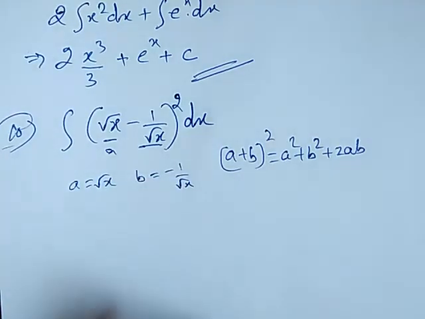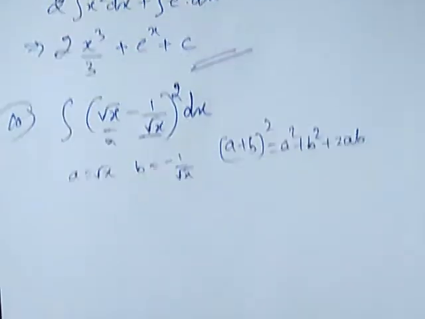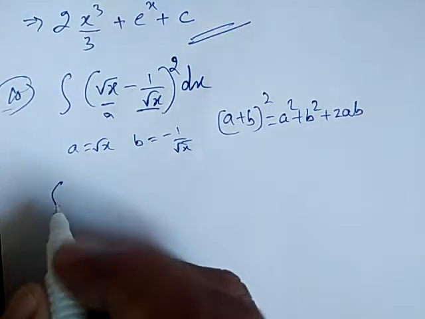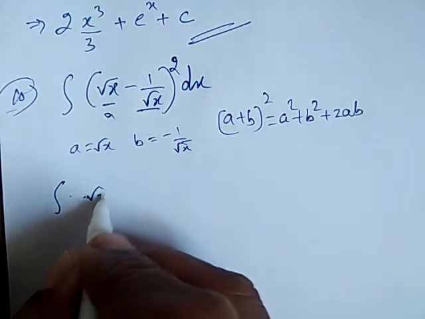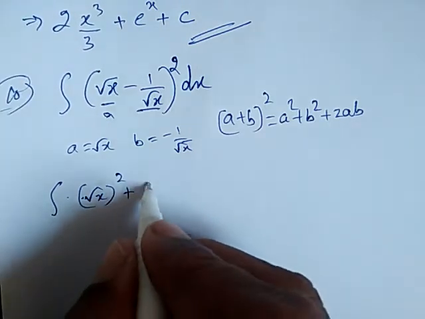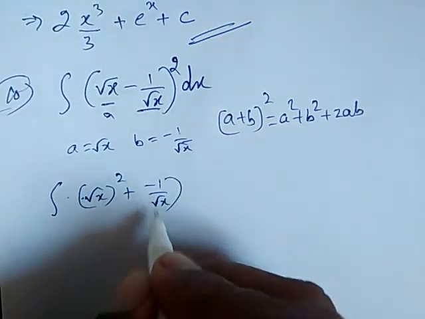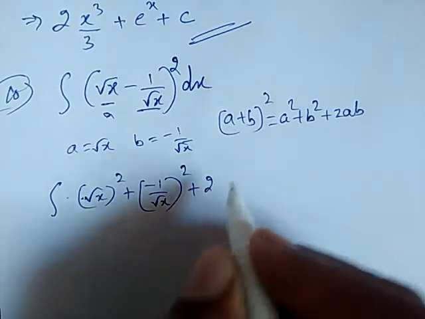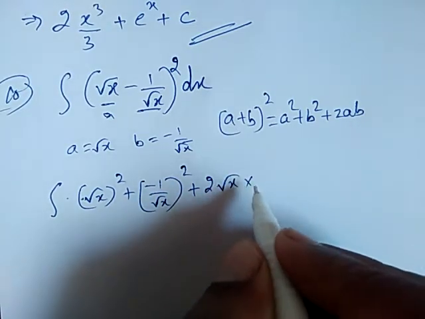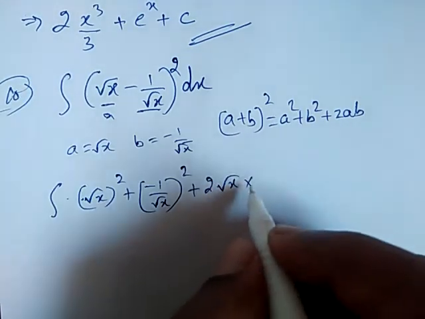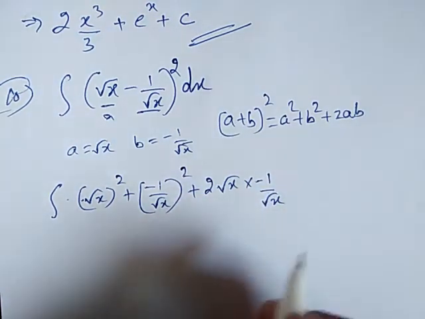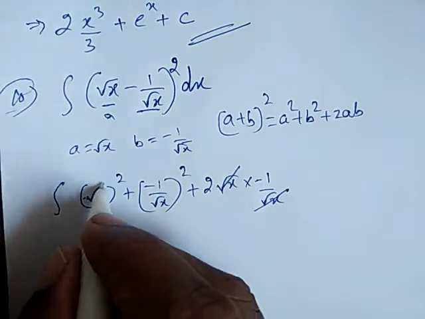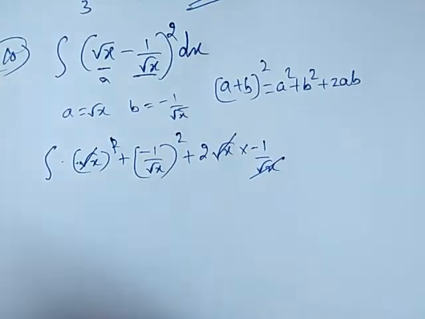So if you take 1 by root x, what you can write here is the integration of root x whole square, a square, plus minus 1 by root x whole square, plus 2 into a which is root x into b which is minus 1 by root x, correct. So here the root x cancels, the root and square cancel. So what is remaining here?